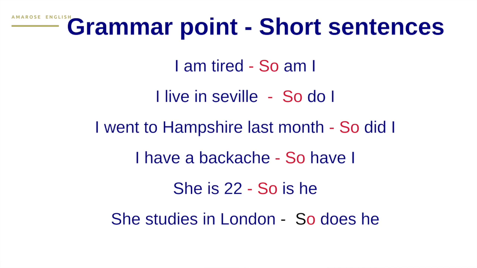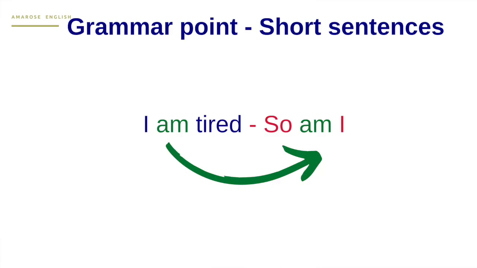Okay, so these are just a few examples of how we would use short sentences. So let's learn about how we can use them and how we form them. The first thing to look at is the auxiliary verb that is used in the sentence. So the phrase is, I am tired. So the short sentence would be am. Why? Because we are duplicating or copying the auxiliary verb used in the sentence.